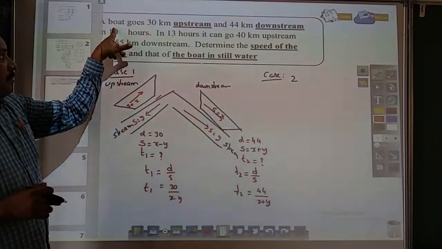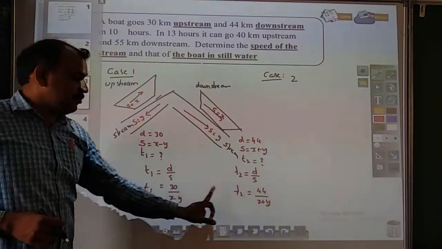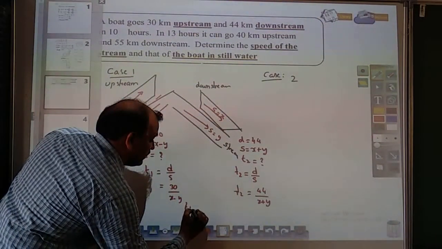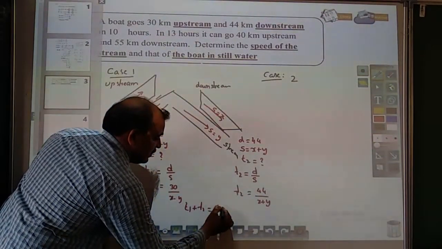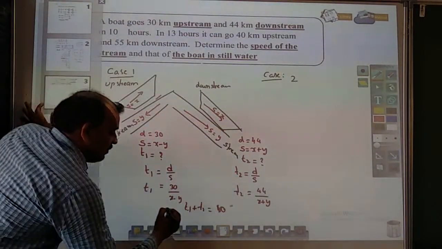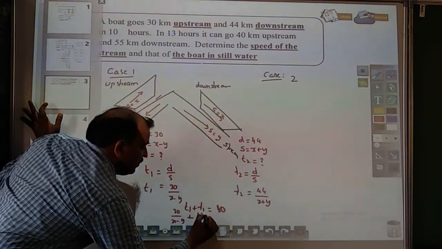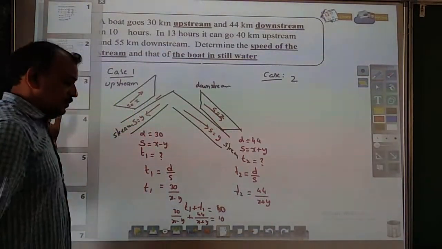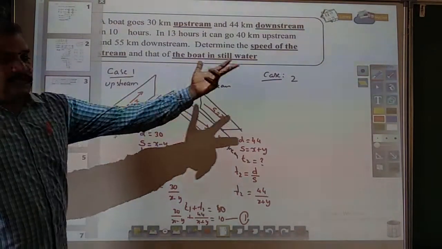But according to the problem, the total time is 10 hours. It means T1 plus T2, upstream time plus downstream time, is equal to 10 hours. So this value plus this value is equal to 10 hours: 30 by x minus y plus 44 by x plus y is equal to 10 hours. This is equation 1. Like that you will get another equation.